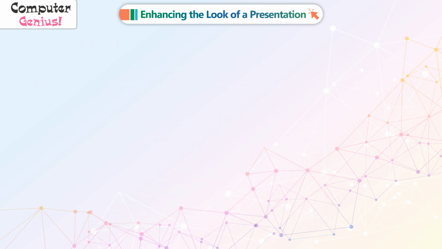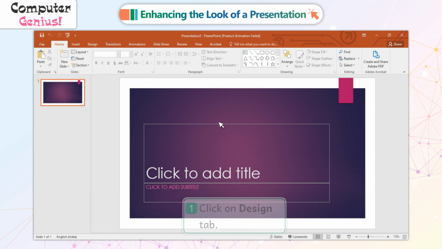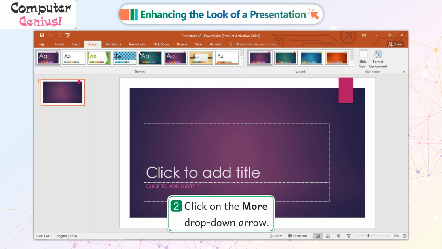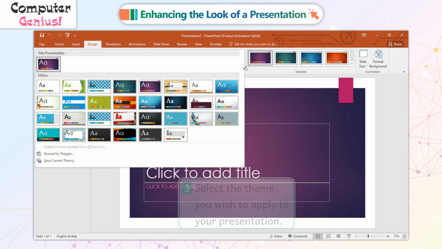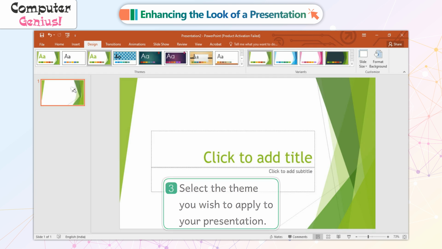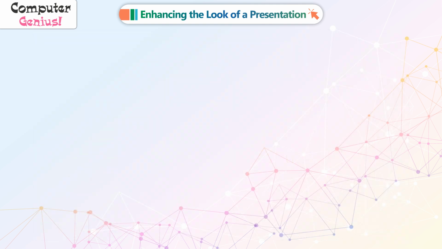Choosing a theme. PowerPoint has a number of built-in themes you can choose from. To change the theme in the presentation, follow the given steps. 1. Click on Design tab. 2. Click on the More drop-down arrow. 3. Select the theme you wish to apply to your presentation. The selected theme will be applied to your presentation.